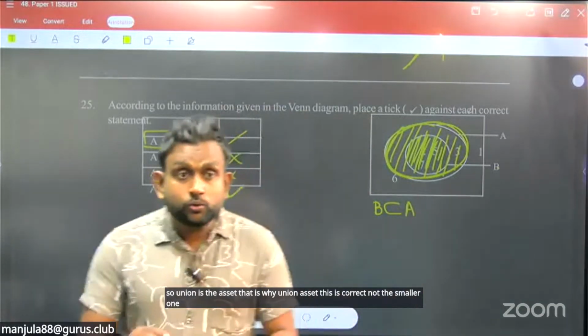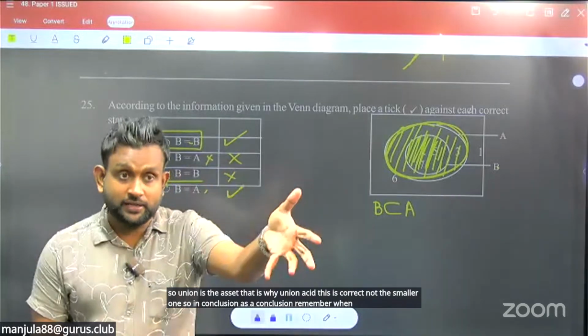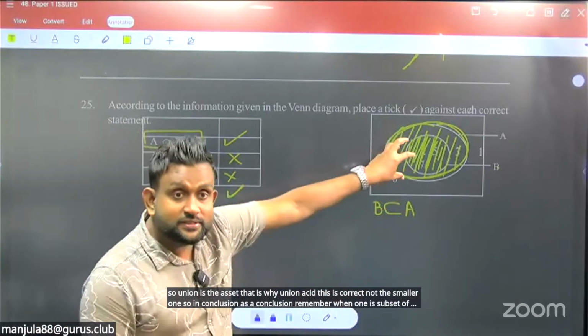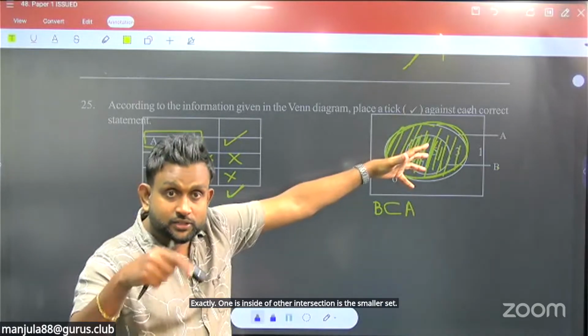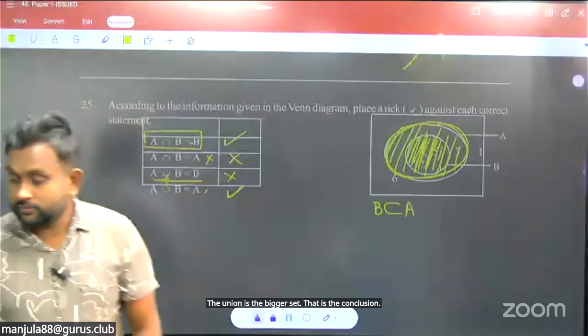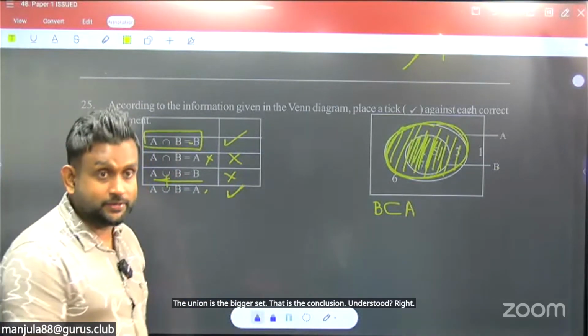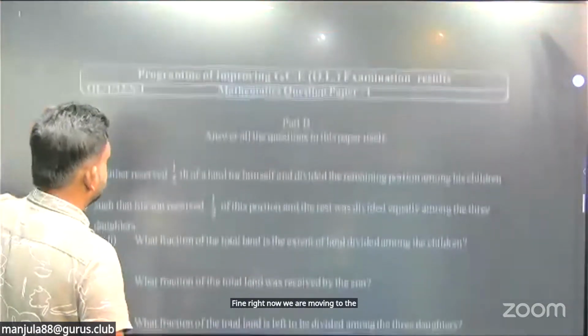So as a conclusion, remember, when one is a subset of the other, exactly one inside the other, the intersection is the smaller set and the union is the bigger set. That is the conclusion. Understood? Fine. Now we are moving to the next one, part B.